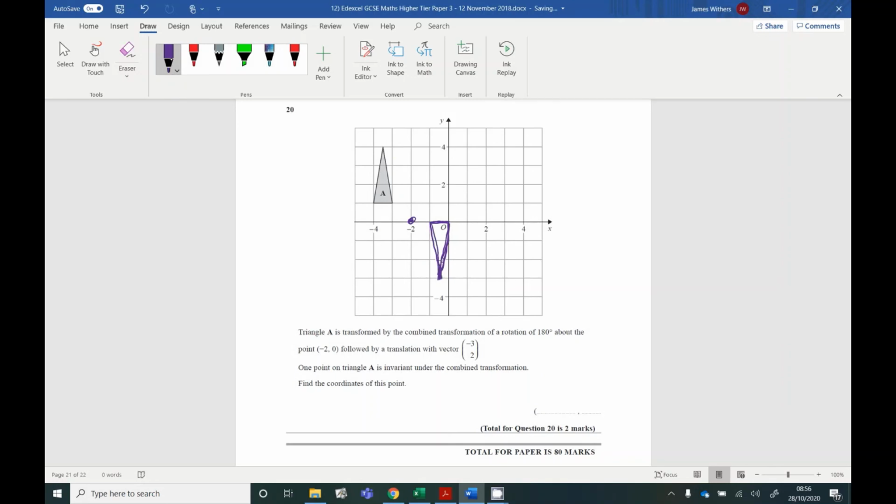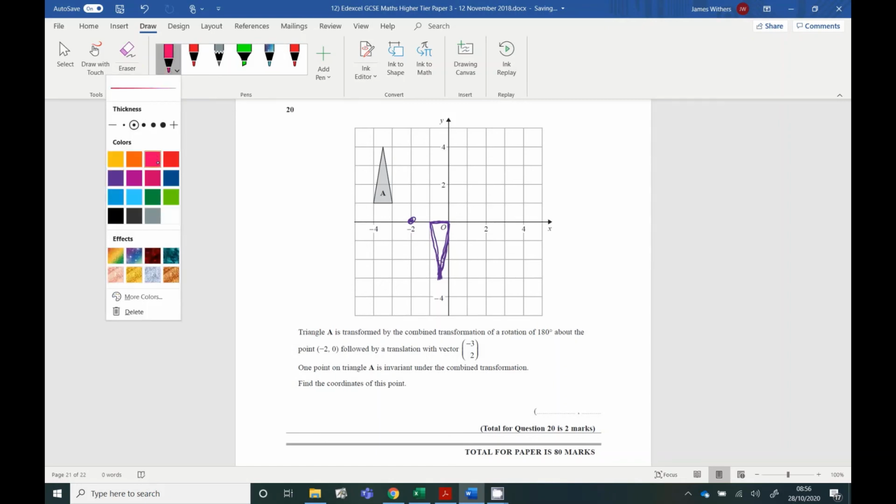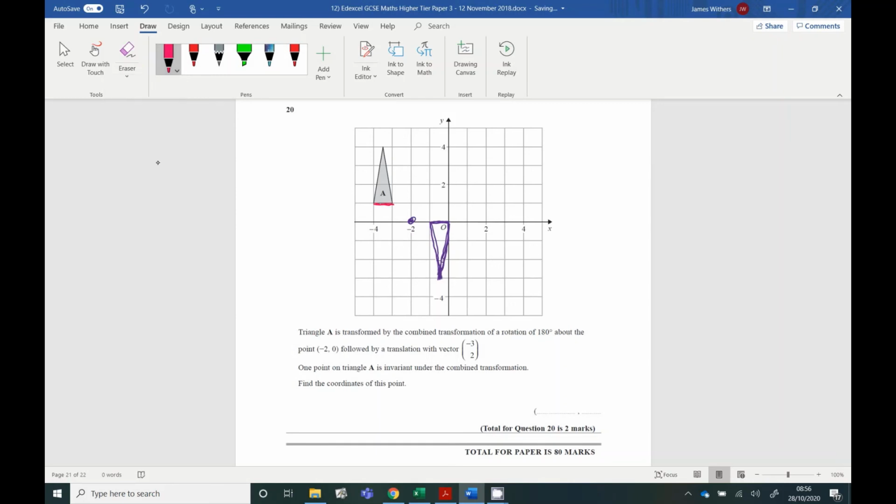Now this is then followed by the translation with vector minus 3, 2. So every single point is going to move 3 to the left and 2 up. So that shifts the shape to being over here. Now we are being asked that one point in triangle A is invariant under the combined transformation. Now that means that particular point does not move.